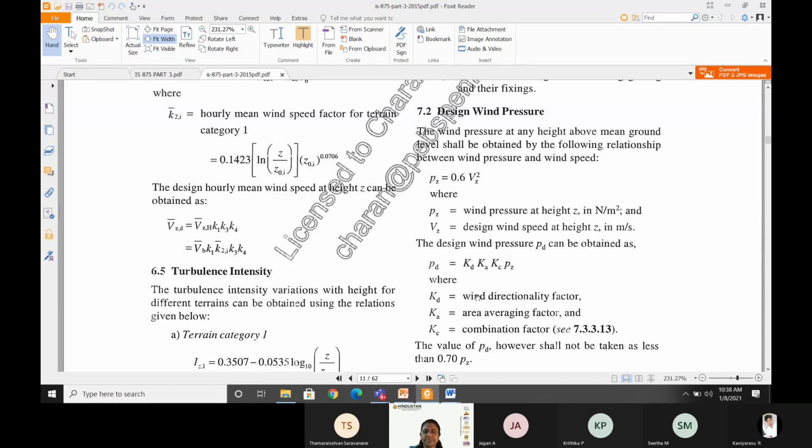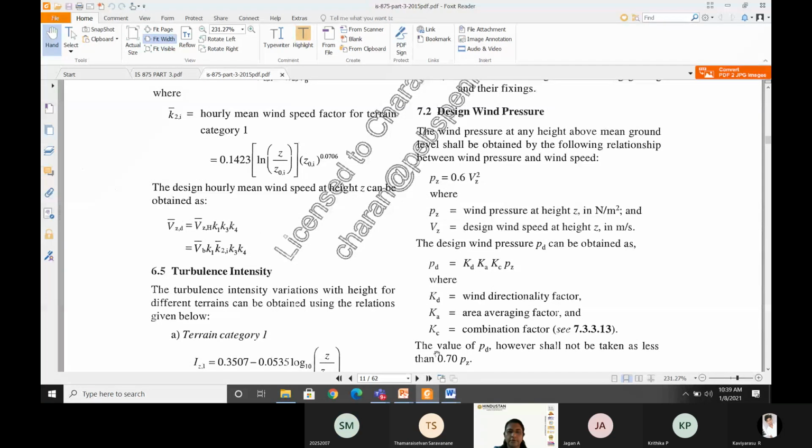We are not going much deep into this. You please go through the codal provision. It is a must. As structural engineers, you should know what the wind code is, IS 875 part 3. You have to go through that and read everything, and it is well self-explanatory. The value of PD, however, shall not be taken as less than 0.7 PZ. So once you know the PZ value, even if you calculate PD with this equation, it should not be less than 0.7 PZ.